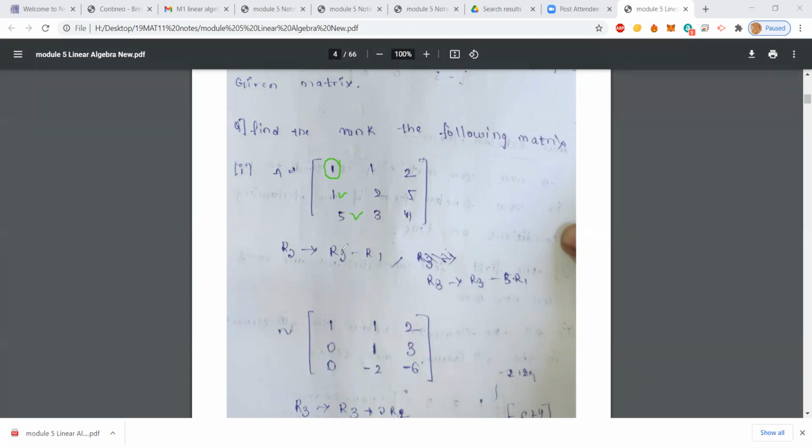The second row should be replaced by R2 minus R1. So 1 minus 1 is 0, 2 minus 1 is 1, 5 minus 2 is 3. Then R3 should be replaced by R3 minus 5R1. This is not 3, it is 5R1. So 5 minus 5 is 0, 3 minus 5 is minus 2, 4 minus 10 is minus 6. So the first column is over.